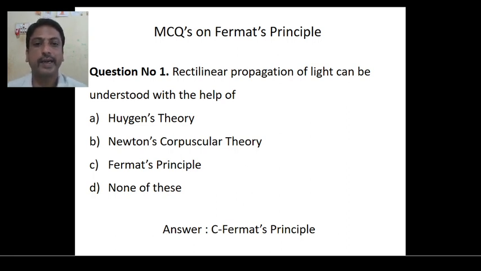The first question is, rectilinear propagation of light can be understood with the help of what? So rectilinear propagation can be understood with the help of Huygens theory is not possible, Newton's corpuscular theory is not related, and Fermat's principle is the correct answer.